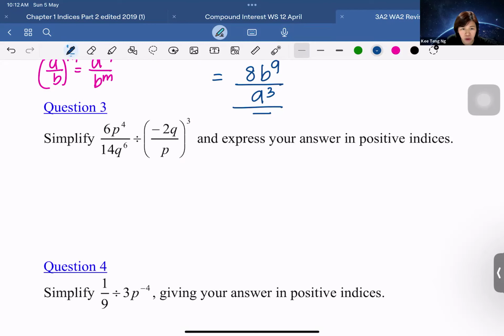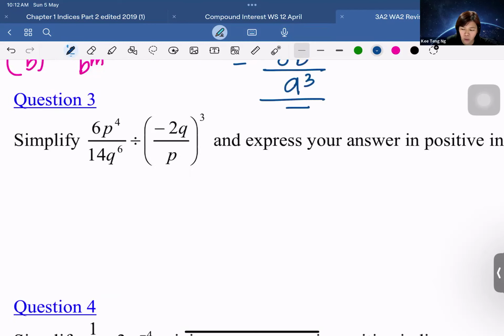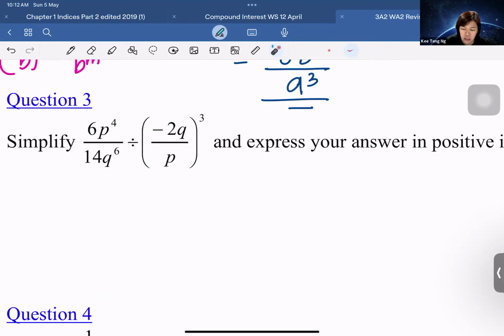So currently we do not have anything that is of negative power. The negative sign over here is not a power, it's just for the number itself. Our powers over here are tentatively positive, right? So there's nothing to change. However, this is a division. We'll do the keep, change, flip.